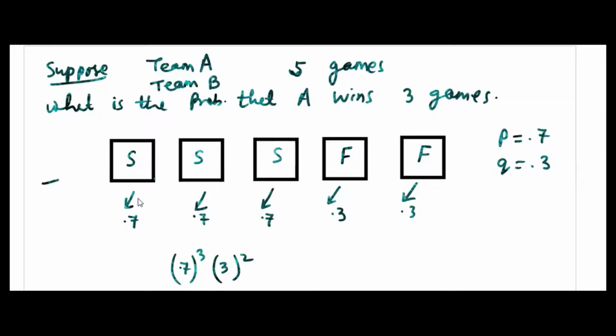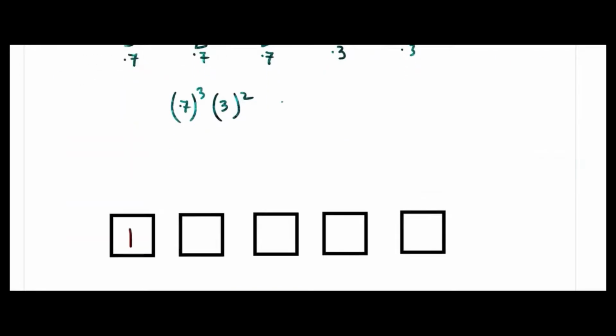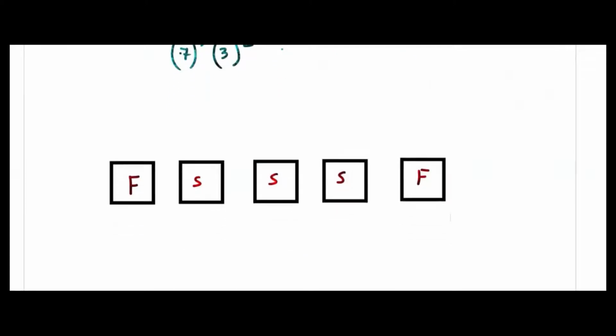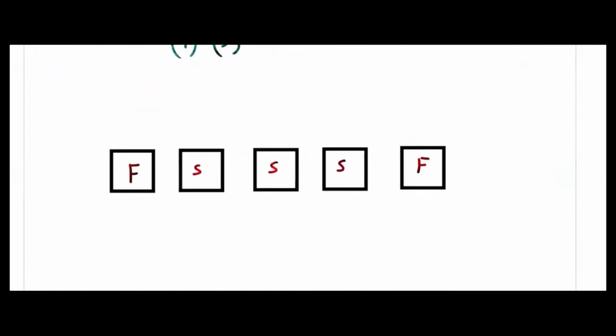It's not that team A should win the first 3 games. Team A can lose the first one and still, see, this is another option. Suppose this is a failure, but success here, success here, success here, then another failure here. In this case also, for team A, there are 3 successes, right? So for team A, there are 3 successes here, but not in that way. This is also possible. So to explore, you have to find all the possible cases.